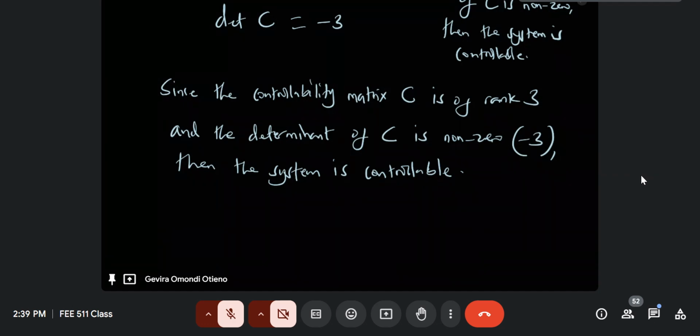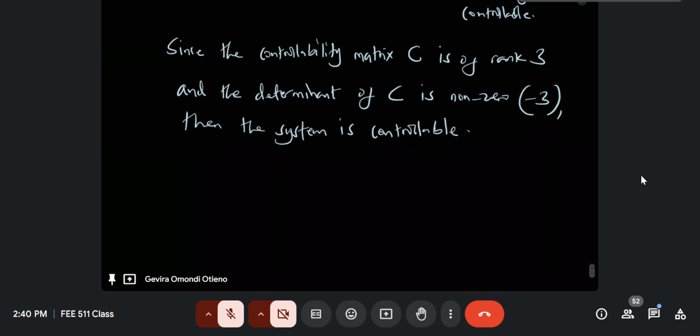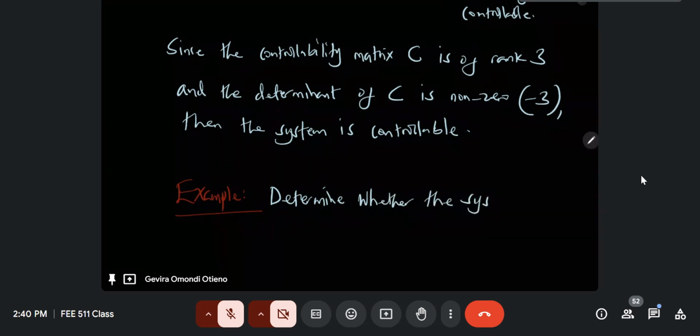Let me look for another one, another question. Another example. This is testing for a different thing. Determine whether the system described below is observable.